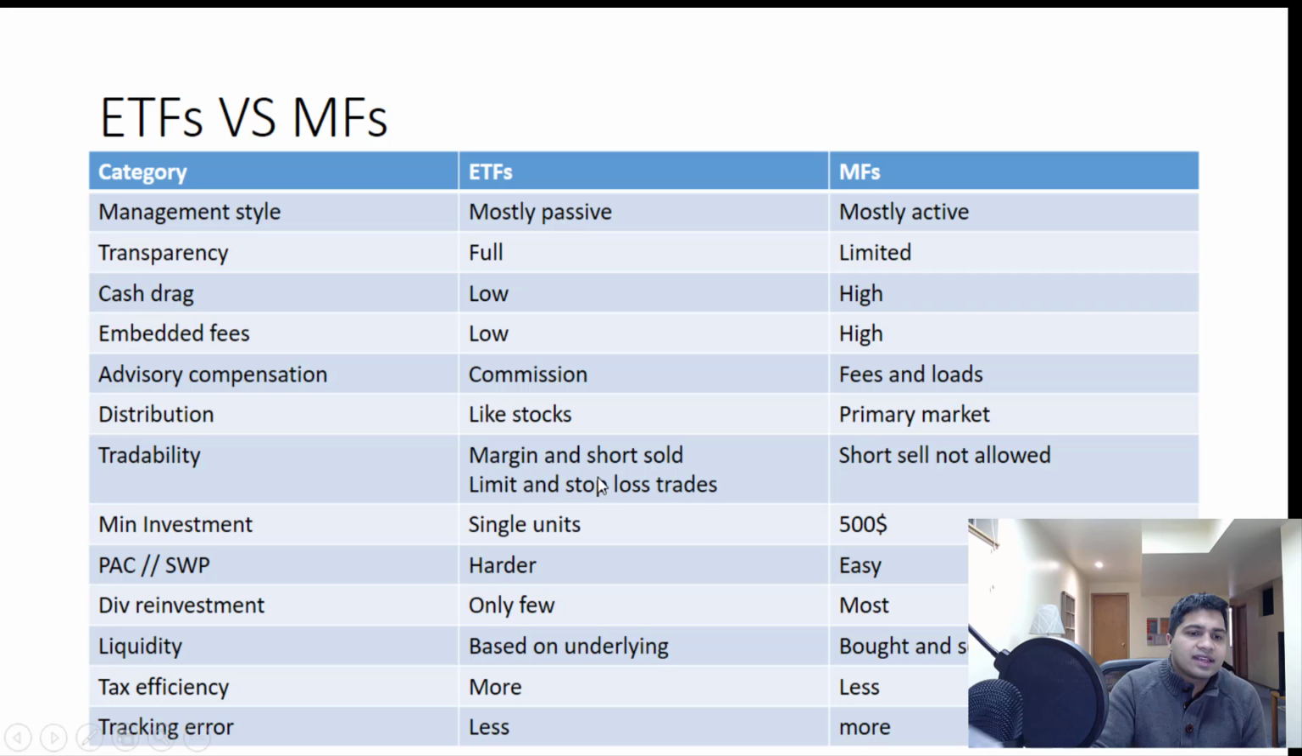Tradability, margin and short selling: ETFs can be used as margin to borrow money. They can be short sold. You can place limit and stop loss trades. For mutual funds, short selling is not allowed. You can use them for margin, but limit and stop loss trades are not relevant because it's a primary market transaction. Minimum investment in single units is $500, or maybe lower than that if it is a systematic investment.